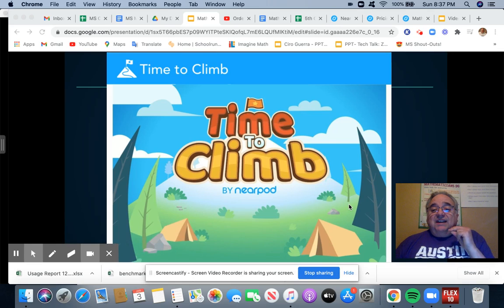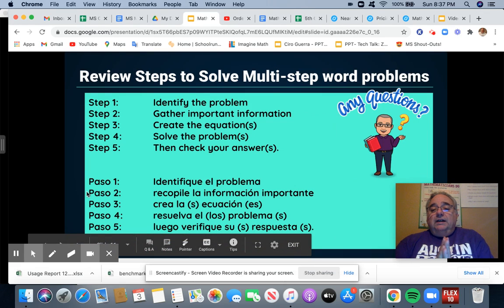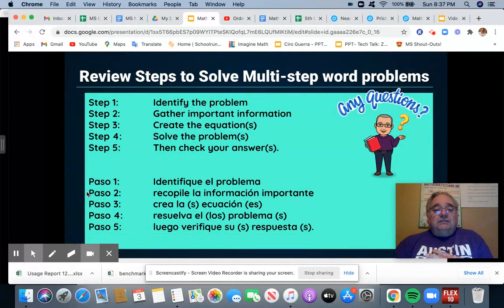Wow, 5 minutes go by quickly. Hey guys, let's make sure we know the steps. Let's review very quickly. Here we go. Step 1, identify the problem. Step 2, gather important information. Step 3, create the equations.